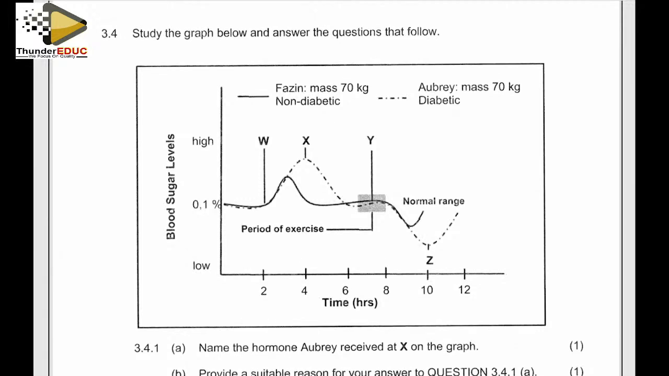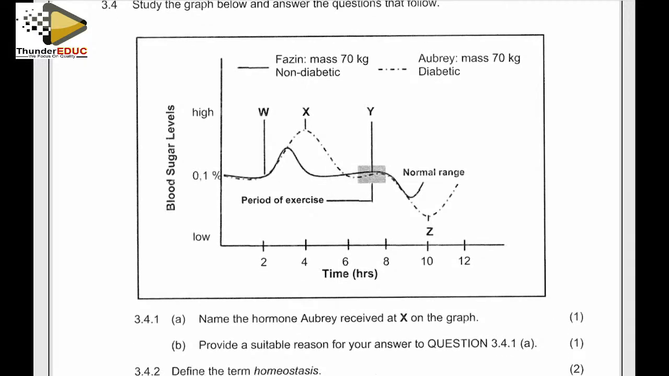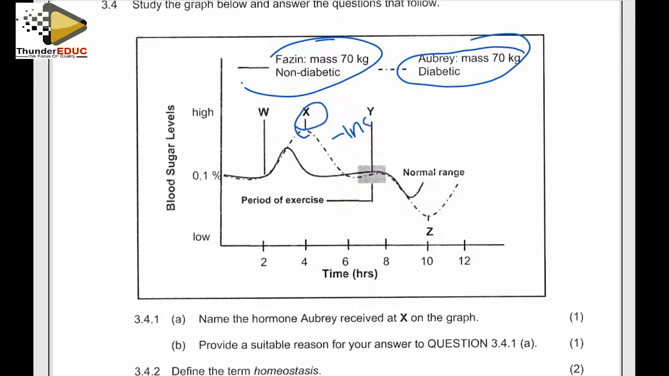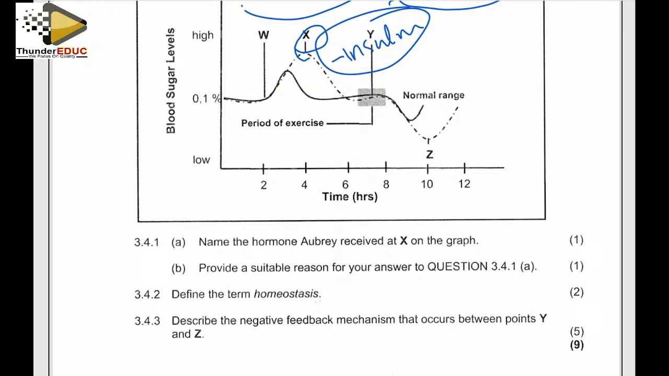Now we go to the next question. The next question is saying, identify, name the hormone Aubrey received at X on the graph. Because now they say that Aubrey is having diabetes. This one is diabetic, and this one is normal. So if there is too much sugar by Aubrey, you have to introduce insulin, meaning that they introduced insulin in there. Provide a suitable reason for your answer.